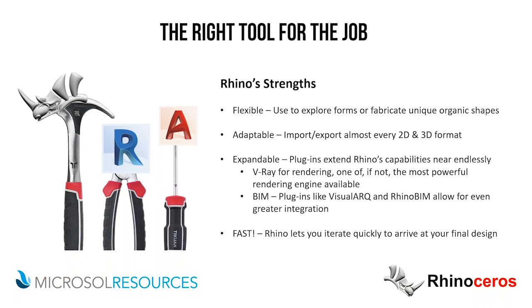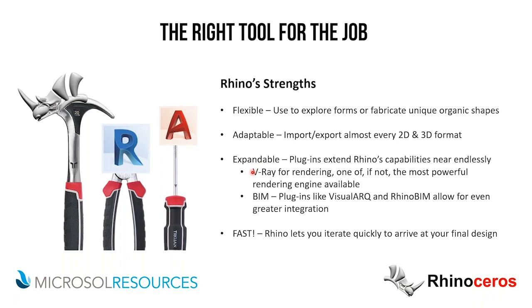Rhino is also very adaptable, so it can read and write in just about every 2D and 3D file format, except for some proprietary ones, but it even does some proprietary ones. For example, FBX, which is a Revit / 3ds Max file format. So we're going to touch on that later. It's also really expandable. Rhino is very powerful right out of the box, but with the amount of plugins you can get, its capabilities are nearly endless.